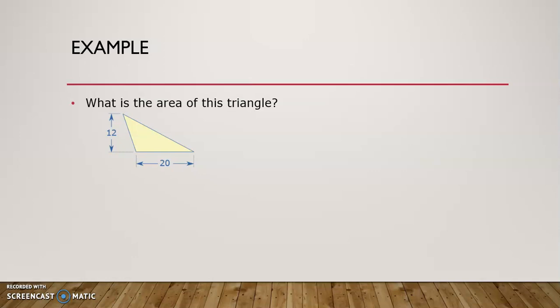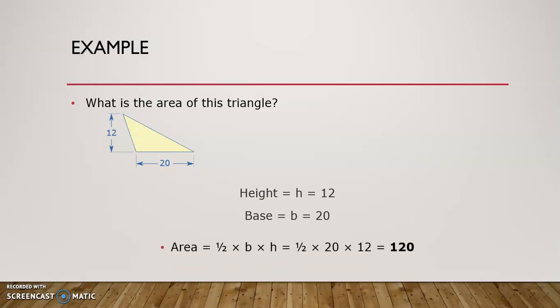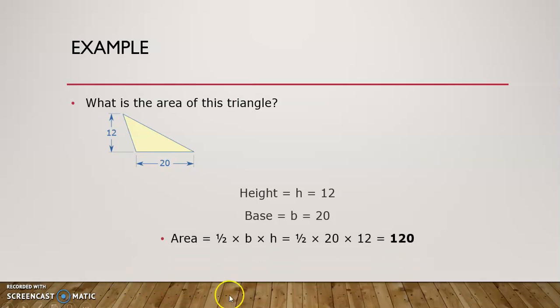Now let's look at this triangle. What are we given? We are given the height, which is 12, and the base, which is 20. And we said the area of a triangle is half base times height, which is half times 20 times 12, which is 120. Half times 20 is 10. 10 times 12 is 120.